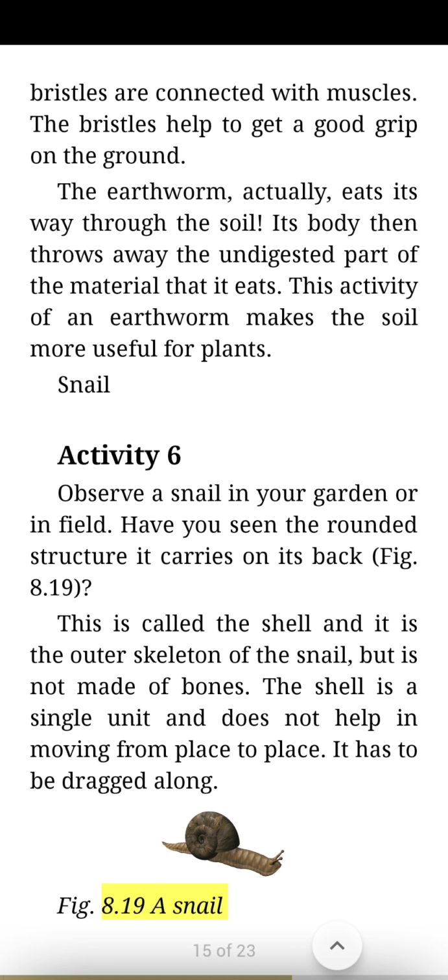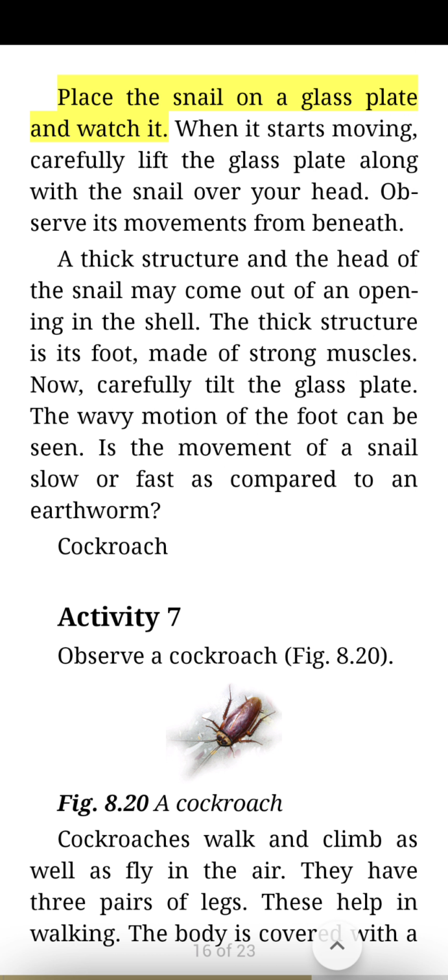Fig. 8.19. A snail. Place the snail on a glass plate and watch it. When it starts moving, carefully lift the glass plate along with the snail over your head. Observe its movements from beneath. A thick structure in the head of the snail may come out of an opening in the shell. The thick structure is its foot, made of strong muscles. Now, carefully tilt the glass plate. The wavy motion of the foot can be seen. Is the movement of a snail slow or fast as compared to an earthworm?